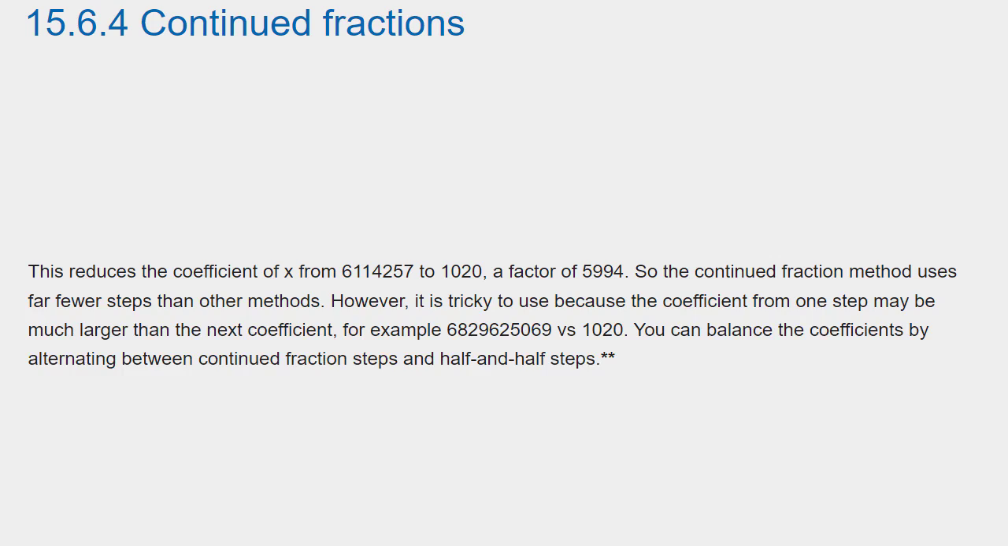However, it is tricky to use because the coefficient from one step may be much larger than the next coefficient. For example, 6829625069 versus 1020. You can balance the coefficients by alternating between continued fraction steps and half steps.